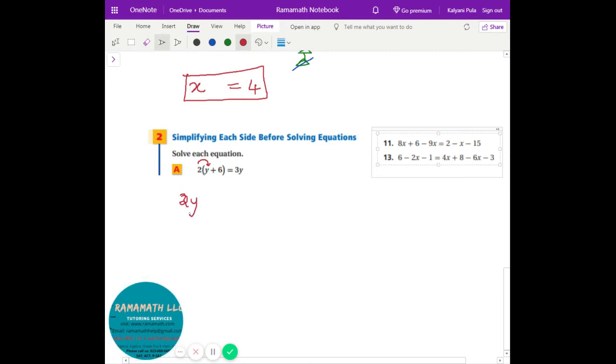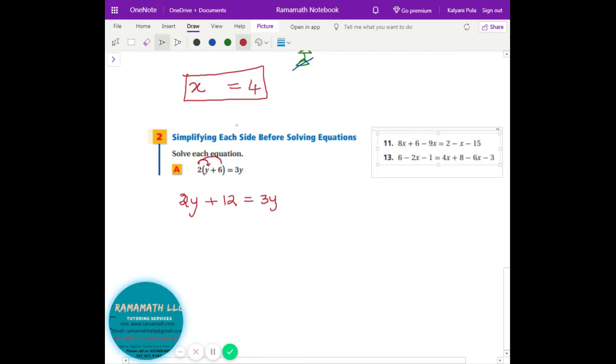So I'm going to distribute the next number. Remember that in the last unit, we learned about the distributive property. So that's what we're using here. 2 times 6, that is 12, and then equal 3y.